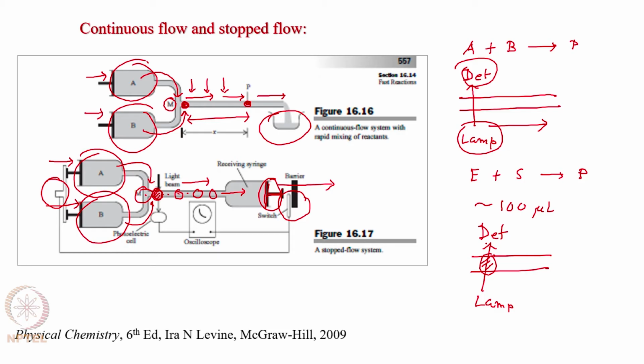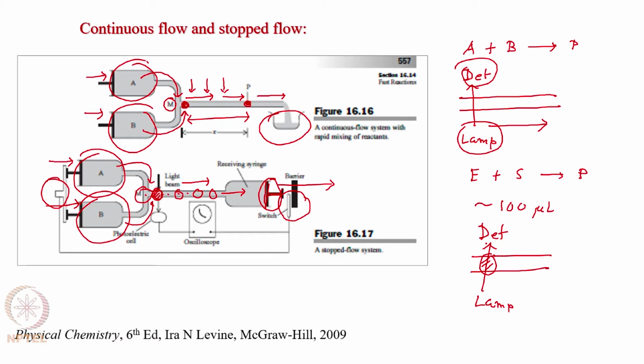So in a sense, the stopped flow technique is a static technique. You start the flow, you mix it, but immediately you stop the flow, and now you look at a particular region in space over time. So you are getting direct temporal information and you do a direct time domain experiment.